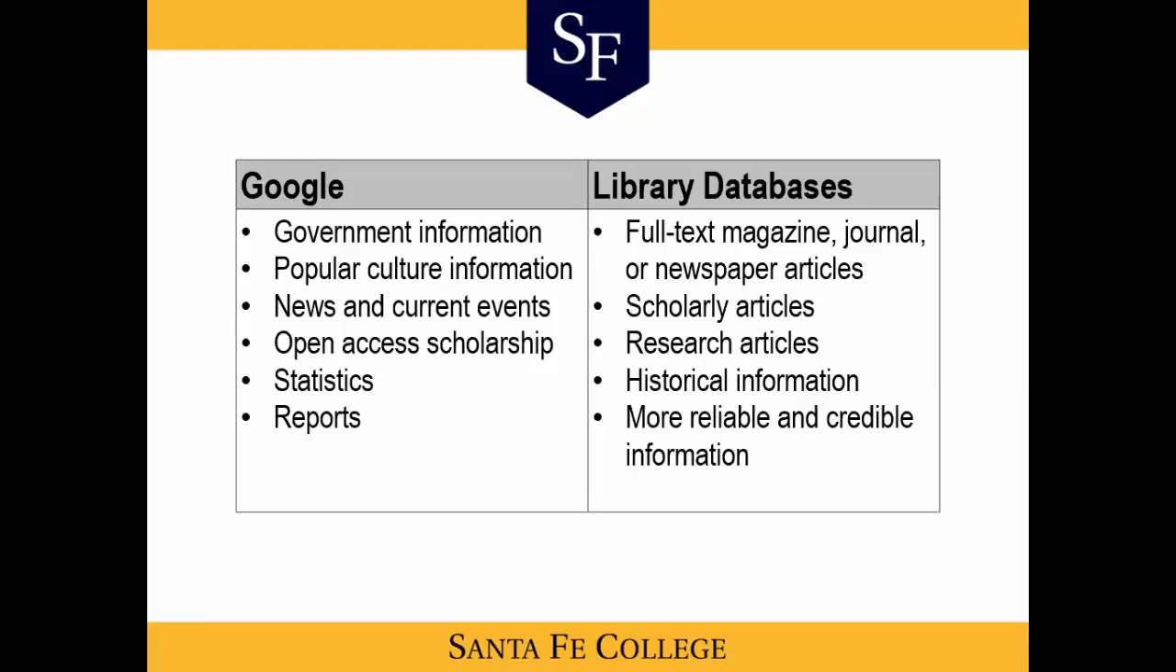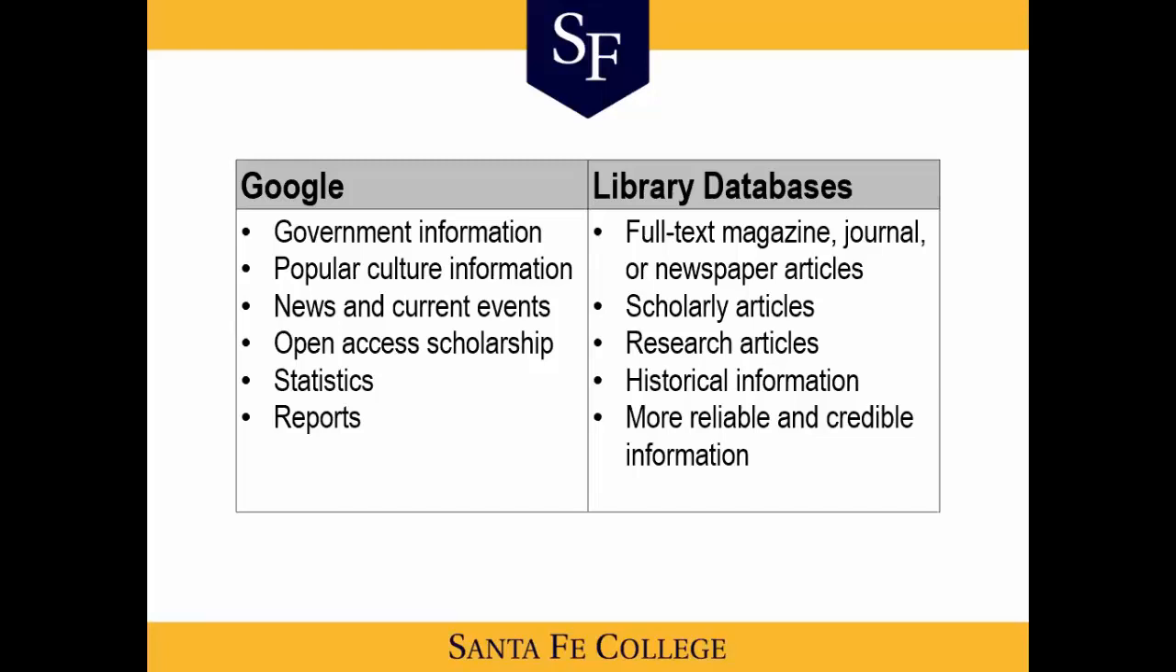Google, I find, is very useful for finding government information, and when you have popular culture that you need to find out about. It's great for news and current events. There is a rising amount of open access scholarship, which means that researchers are publishing open access articles, and so you can find those through Google. Statistics and reports, all of these are great to find using Google.